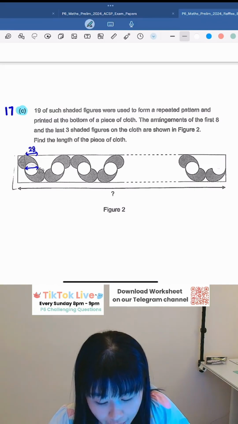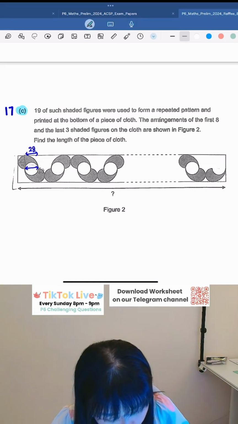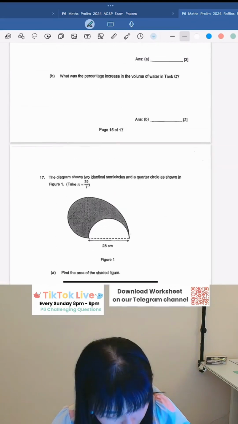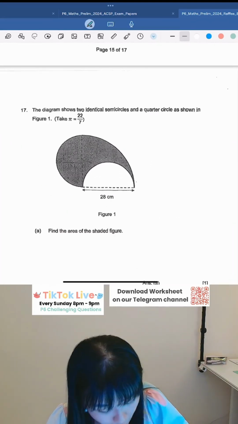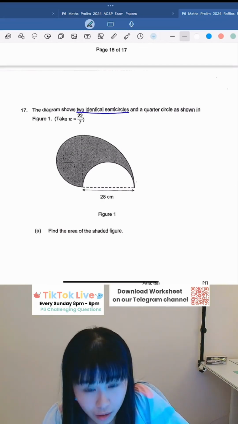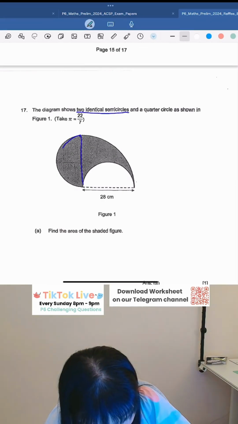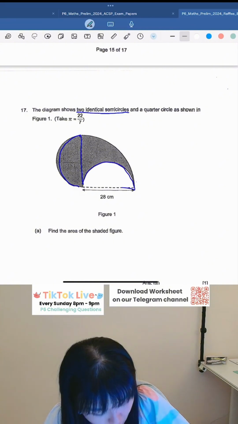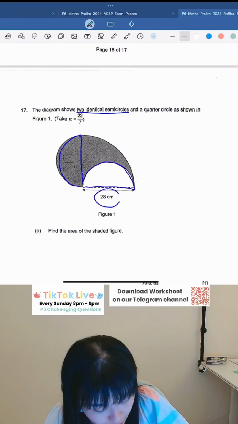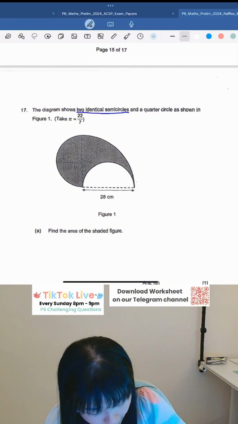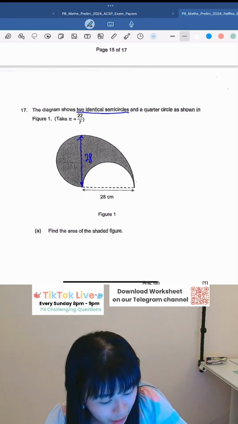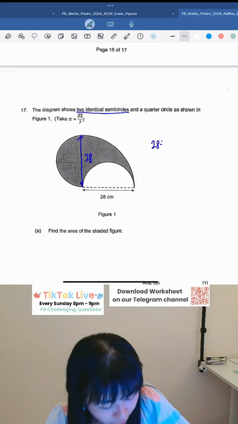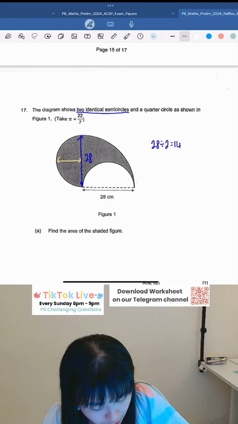And then the other clue that you all need to use is something from the first part, because they say two identical semicircles. So your semicircle is here and here. Which also means, if your diameter is 28 here, you will know that your diameter here is 28 also. And if you know your diameter is 28, then 28 divided by 2, your radius is 14. So you will know this radius is 14.